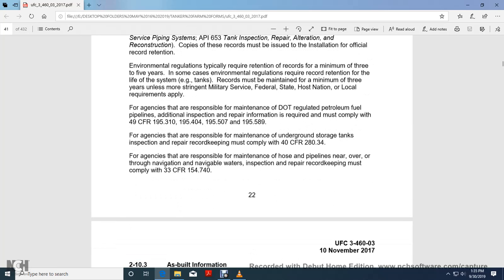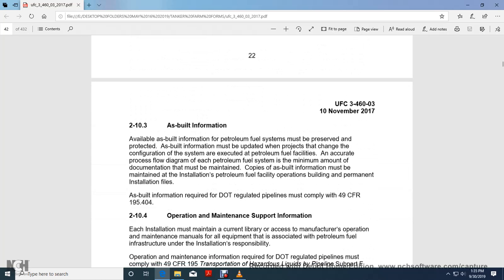For agencies that are responsible for maintenance of Department of Transportation regulated petroleum fuel pipelines, additional inspection and repair information is required and must comply with Title 49 CFR 195.310, 195.404, 195.507, and 195.589. For agencies responsible for maintenance of underground storage tanks, inspection and record keeping must comply with Title 40 CFR 280.34. For agencies responsible for maintenance of hose and pipelines near and over navigable waters, inspection, repair, and record keeping must comply with Title 33 CFR 154.740.